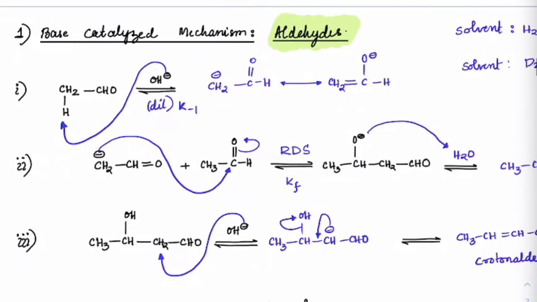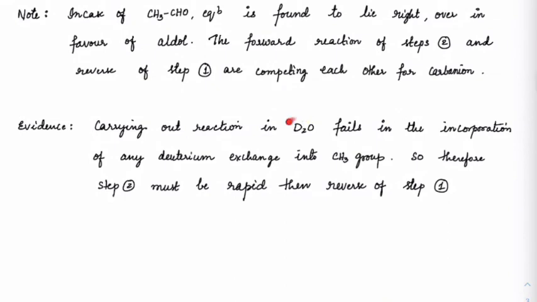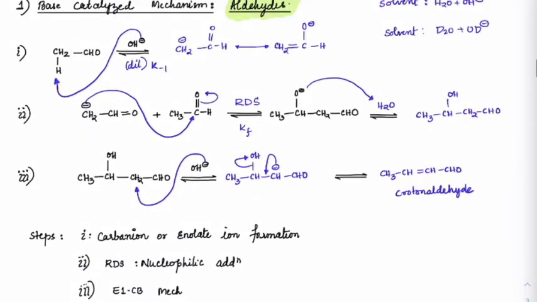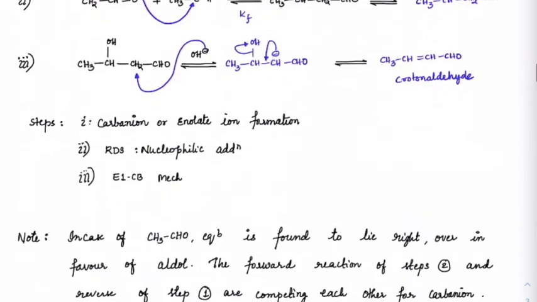And this is only the case for aldehydes, remember that. So aldehydes do not show deuterium exchange. Very important statement here. Is this clear, everyone? So the reaction from the enolate going back is less favored as compared to the reaction going towards aldol.